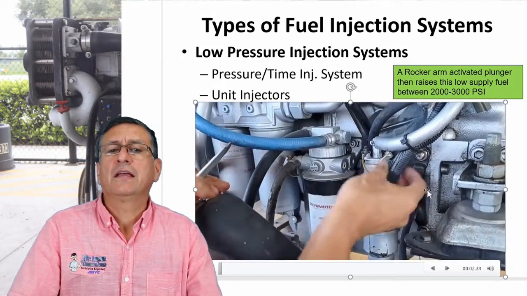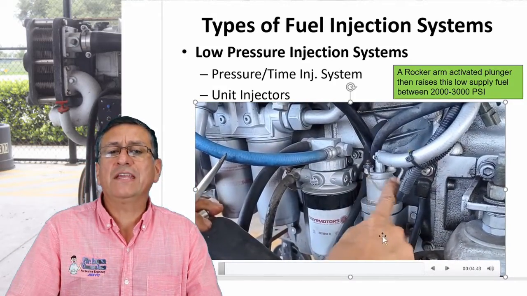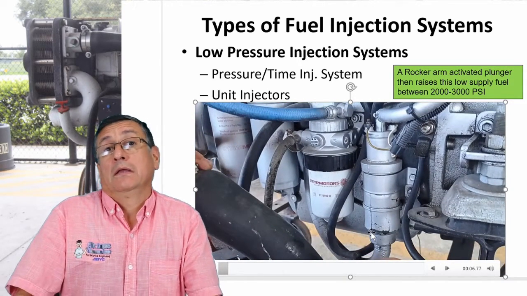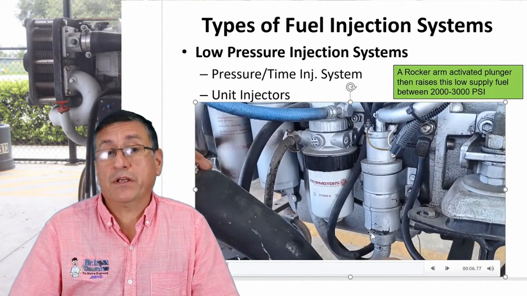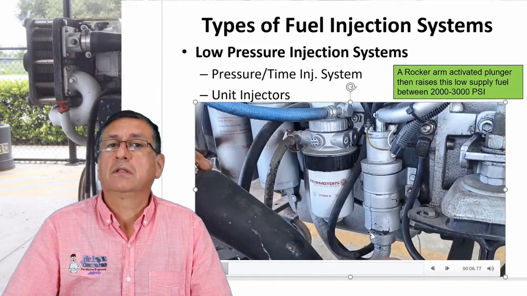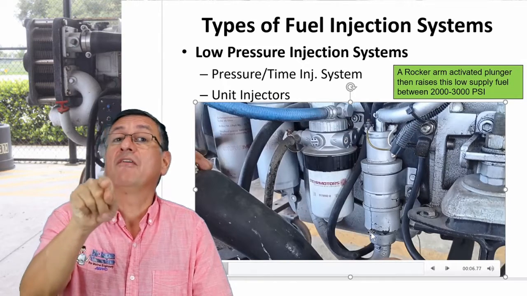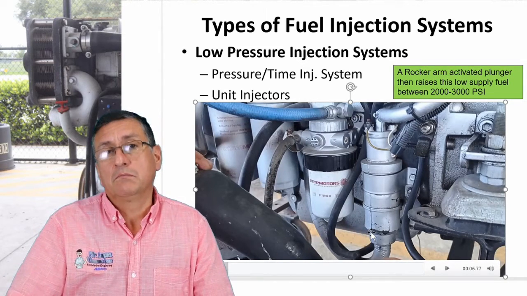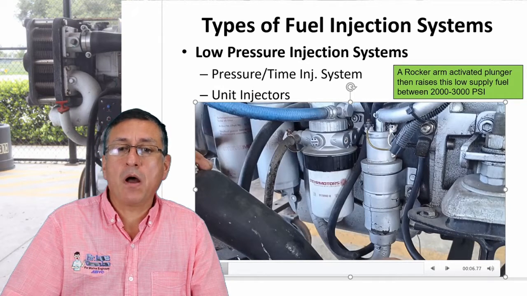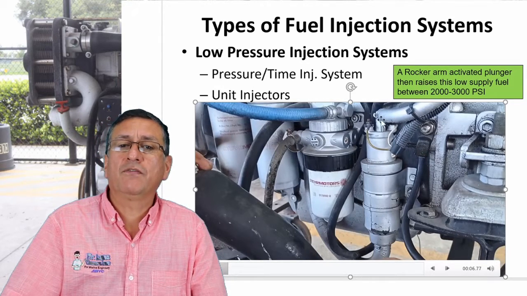Okay, this is the fuel injection pump. This is considered a low pressure fuel injection pump because it's around 3000 psi. It's not a transfer pump. This is the pump, and that's the input of the pump, and this is the output of the pump.